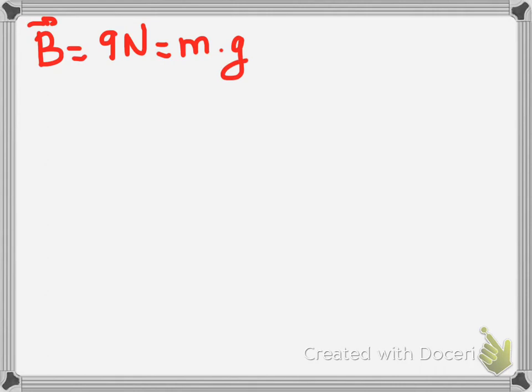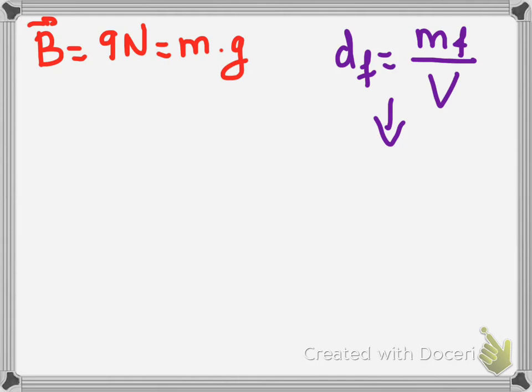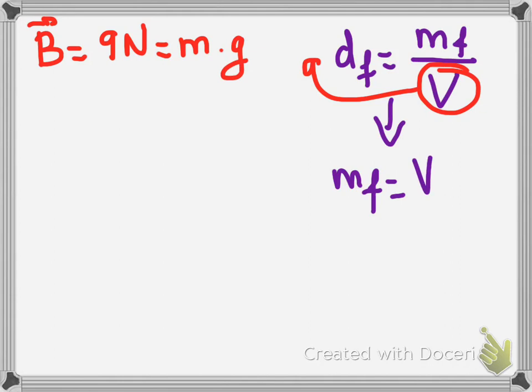And also I want you to remember the equation for the density. So I'm going to write here, the density of the fluid is the same as the mass of the fluid divided by the volume, right? So I'm going to put this equation in terms of mass. If I want to put this equation in terms of mass, I just need to move this guy here. So the mass of the fluid is the same as the volume times the density of the fluid, right?